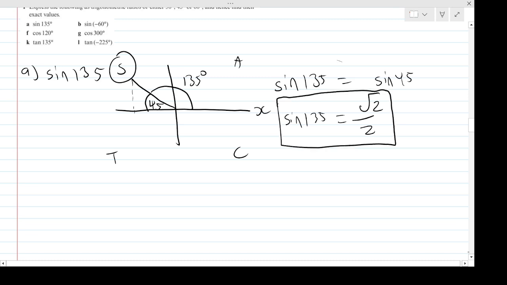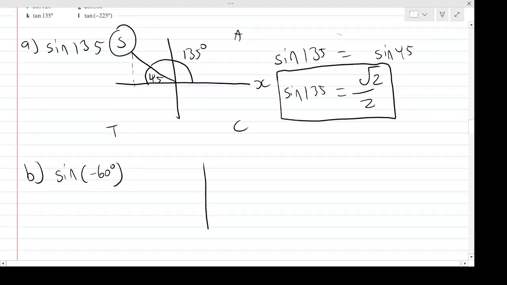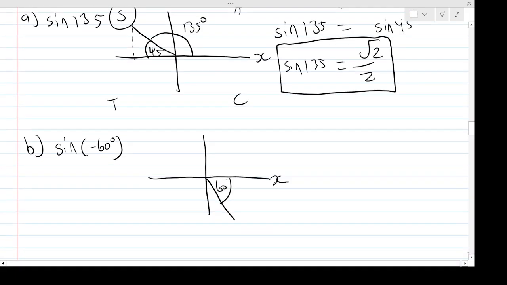Okay, then part B is sine of minus 60. So if we do that angle, well, it's negative, so we're going to go that way around. So we're going to go 60 below, so it's going to look like that with an angle of 60. That's the angle between the x-axis. Then sine of minus 60 is equivalent to sine of positive 60, that's the angle we got between the x-axis.